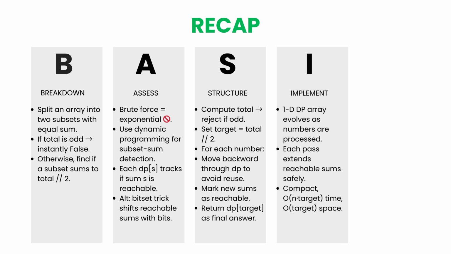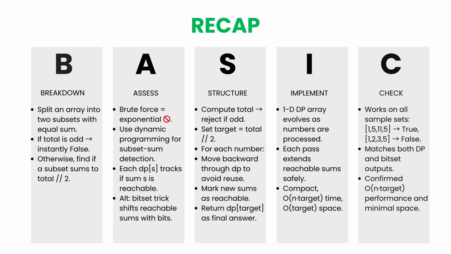Implement recap. During implementation, we built a one-dimensional DP table that expanded as we processed each number. The logic stayed clean. Start with dp[0] set to true, then mark all newly achievable sums. Memory usage stayed low, and execution remained tight, which fits interview constraints very well.